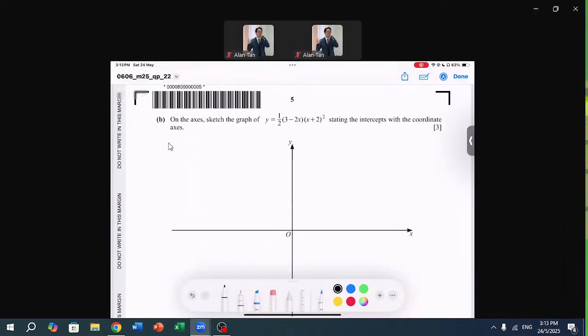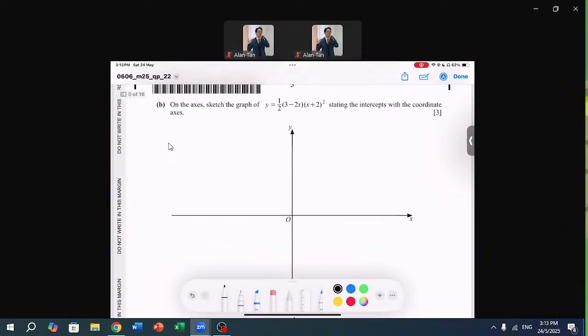Next, on the axes, sketch the graph of y equals 1 over 2 (3 minus 2x)(x plus 2) squared. So a few things to note. First things first, (x plus 2) squared. This means that there is a tangent.